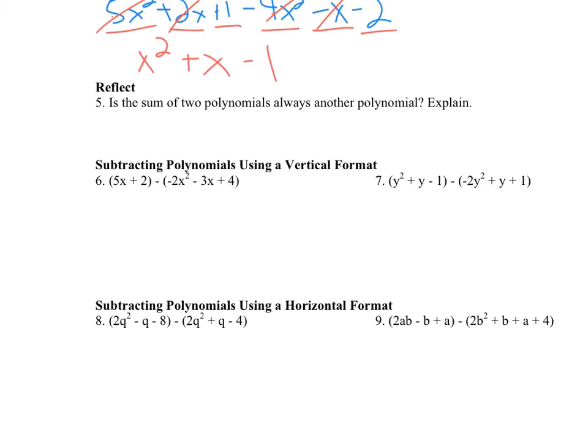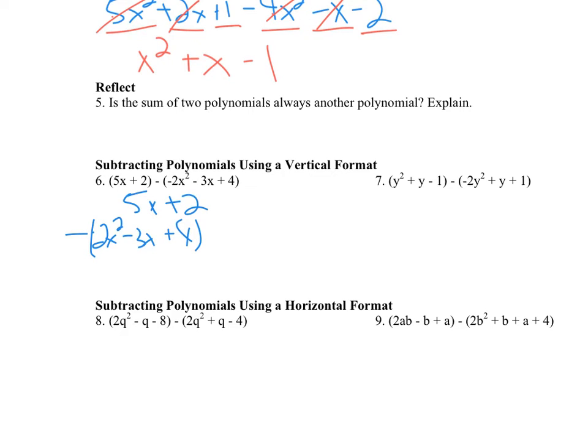All right, now subtracting. Okay, so notice we now have a negative. So write this down. I have 5x plus 2. And then I'm going to be subtracting. Now here, I have an x squared. So that's going to go over here before my x. And then a minus 3x. And then a plus 4.